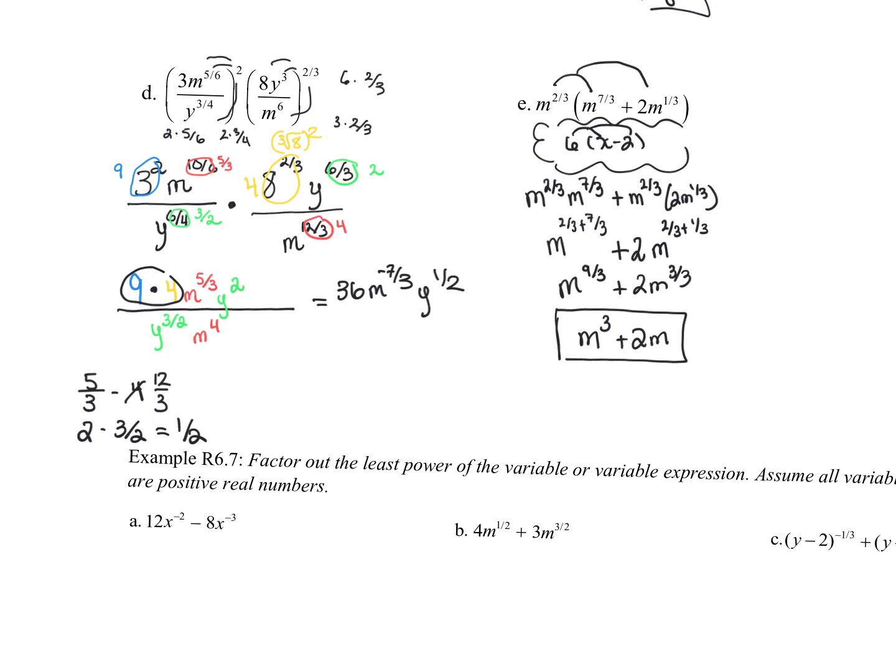So now, last time I just need to move the negative exponent. 36 stays on top, y to the 1/2 stays on top. But the m to the negative 7/3 has to move. 7/3 needs to move to the bottom.